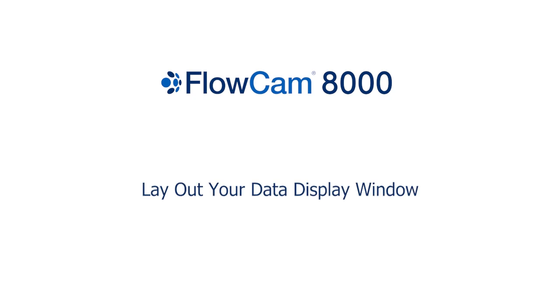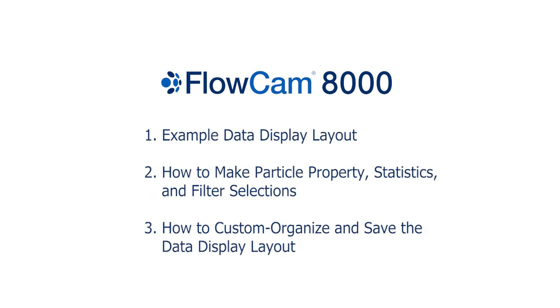In this video, we will demonstrate how to visualize data from your flow imaging microscopy runs in the data display area of the VisualSpreadsheet main window. We will start by showing you an example data display layout and then show you how you can make specific particle analysis selections from the Preferences and Graphs menus. We will then show you how you can custom organize the way your data appears in the data display window and how to save your custom data display layout.